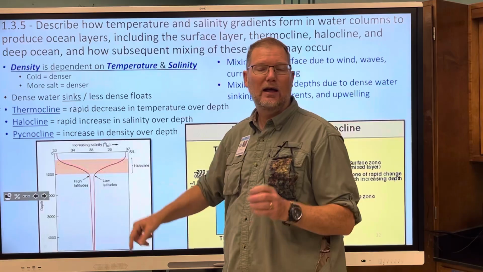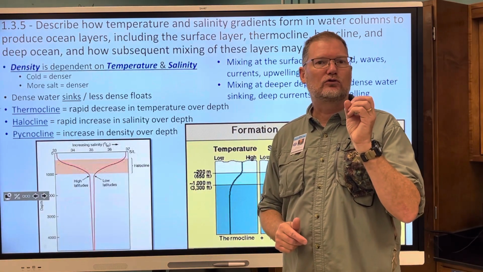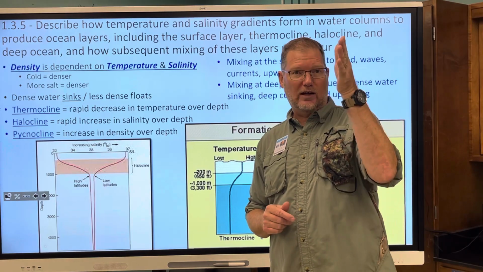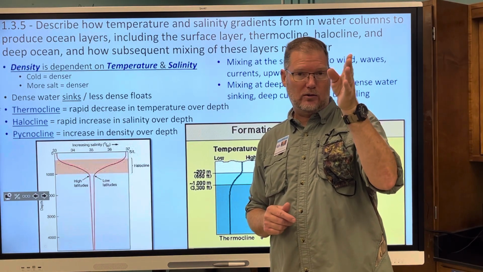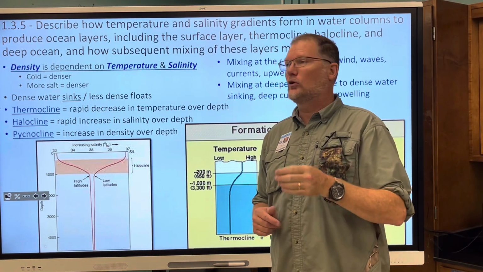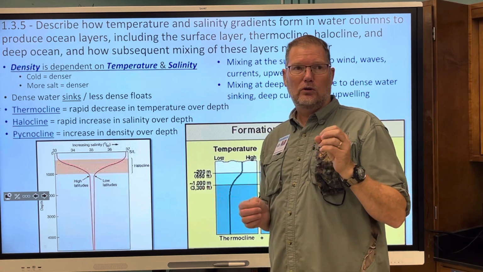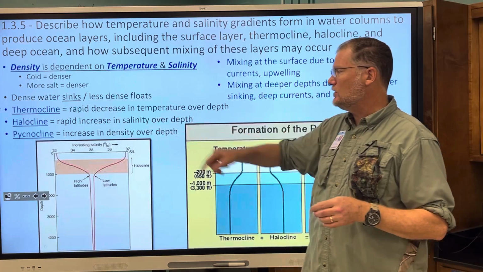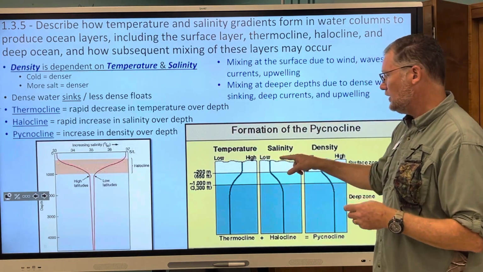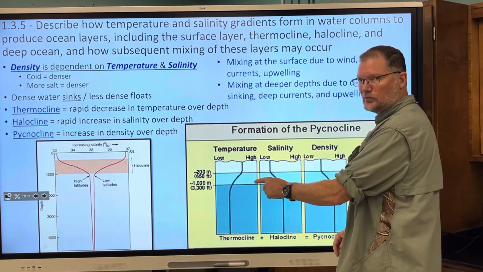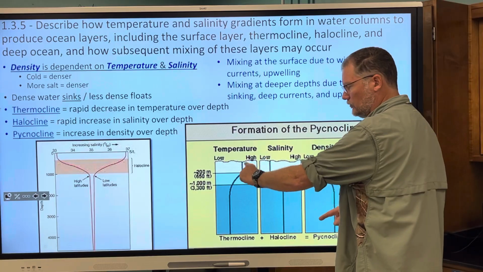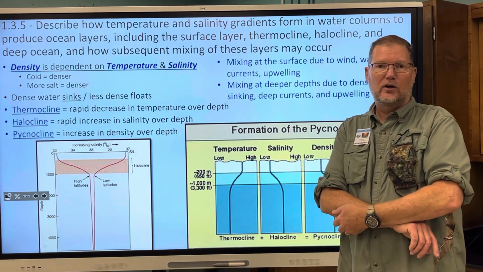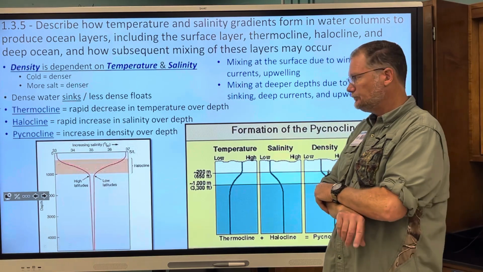A halocline, halo refers to salt, okay? Like a halogen. That's where you find chlorine and fluorine and bromine on the periodic table in the halogens. So halo refers to salt content, okay? So this is a rapid increase in salinity over depth. So salinity, you can pretty much mirror image the temperature. As one goes down, one goes up. And that again is because of pressure, okay?